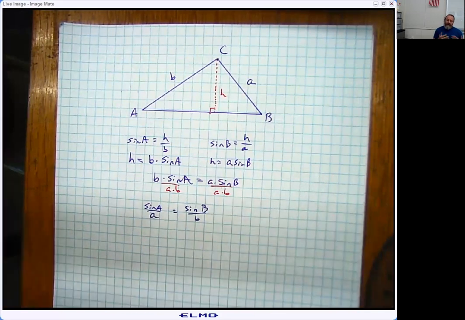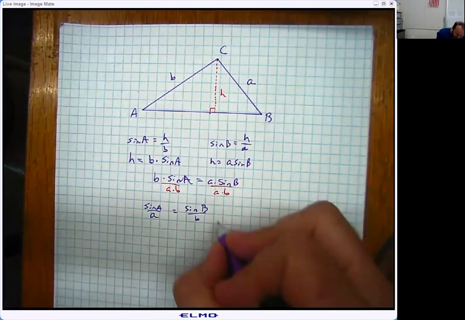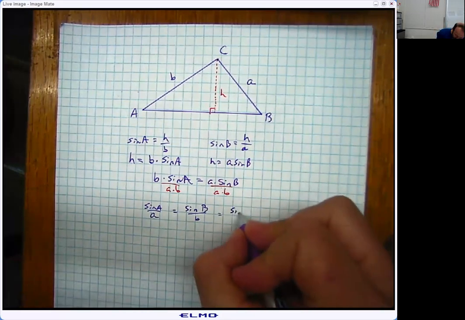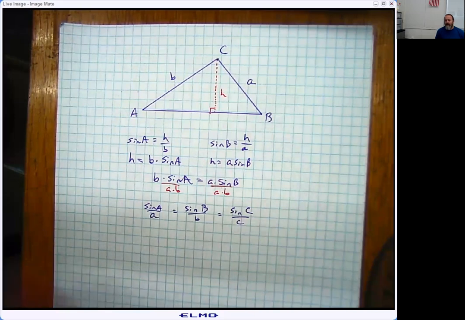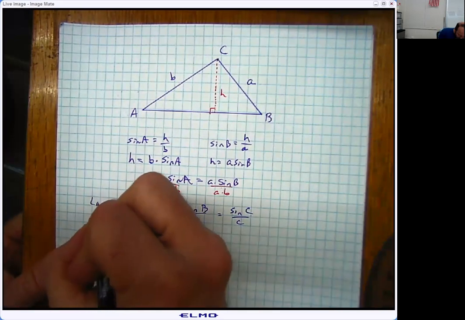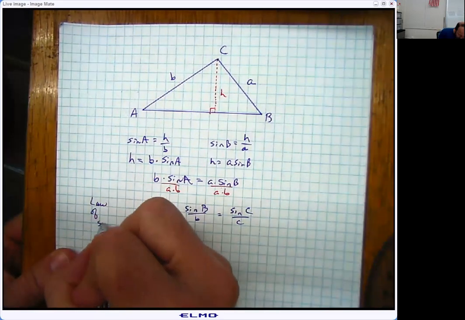And if you went ahead and rotated the diagram and you did a similar kind of a story, you could, by extension, get that the sine of C over c is the same ratio. I don't want to prove that right now because it'll make the video too long, but trust me, the argument is identical. These collectively are known as the law of sines.